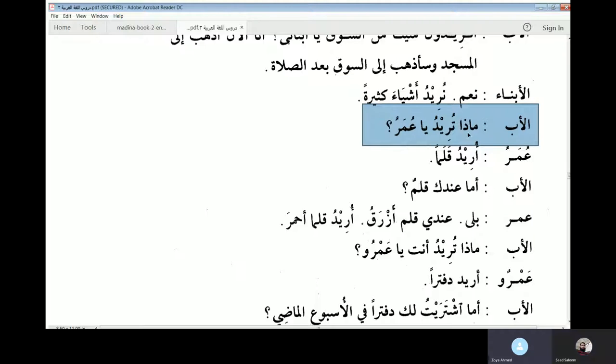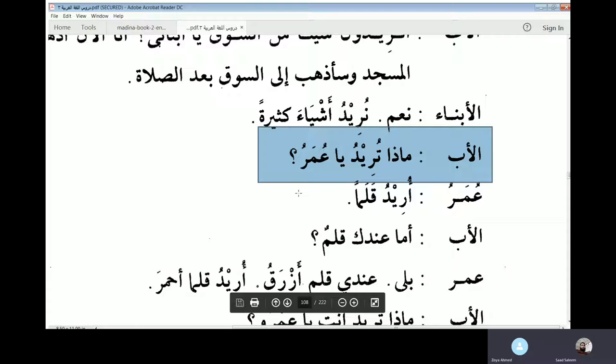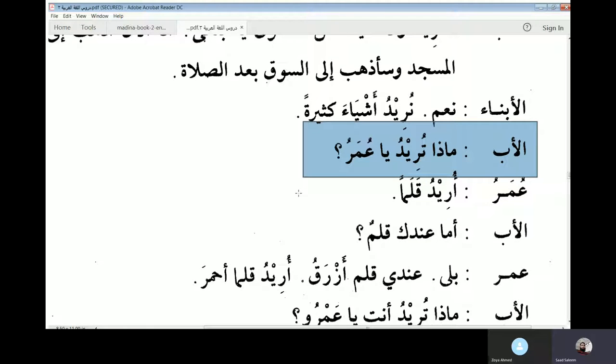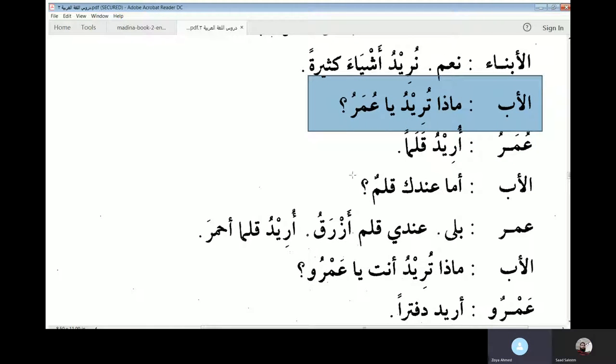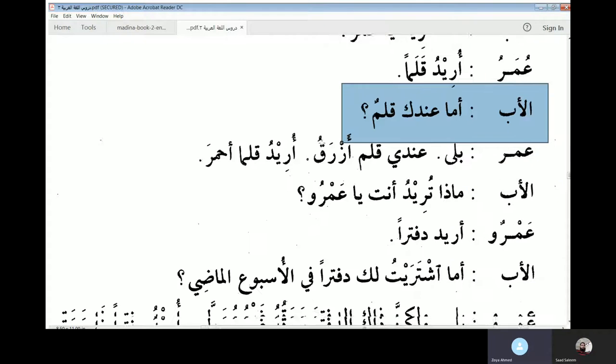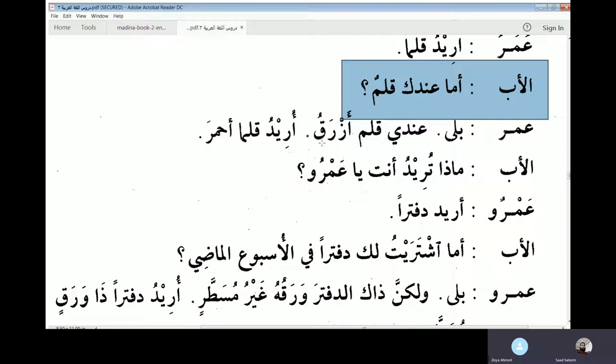Al-ab: Madha tureedu ya Umar? What do you want, O Umar? Umar: Ureedu qalaman. I want a pen. Al-ab: Amma indaka qalam? Don't you have a pen?